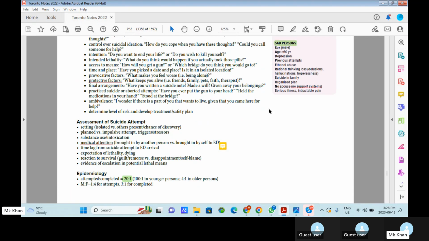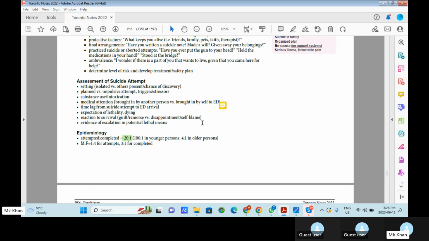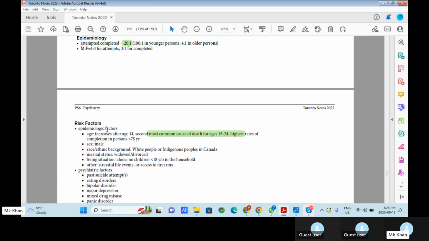So after checking the risk factors, we have to check what the safety plan or the treatment plan is for that suicidal ideation patient. So the assessment of suicide attempt: setting, isolated or others present, planned or not, substance abuse, medical attention. So these are all the assessment. And as we have seen, it is like 20 to 1, 100 to 1 in younger patients, 4 to 1 in older patients.